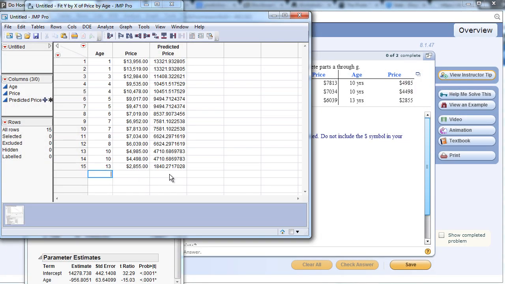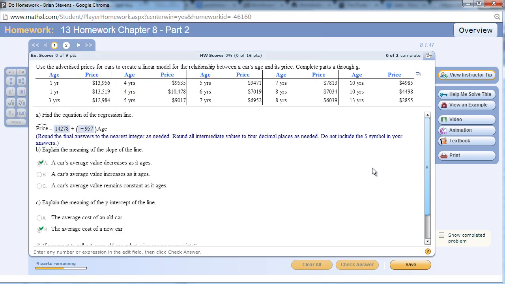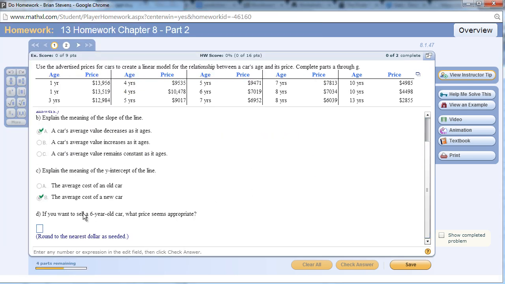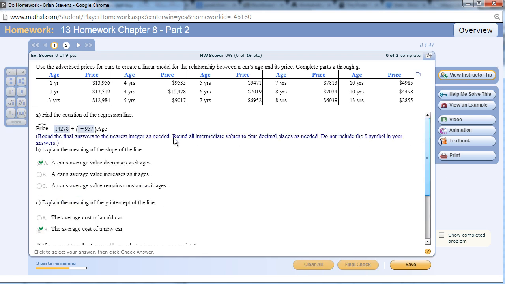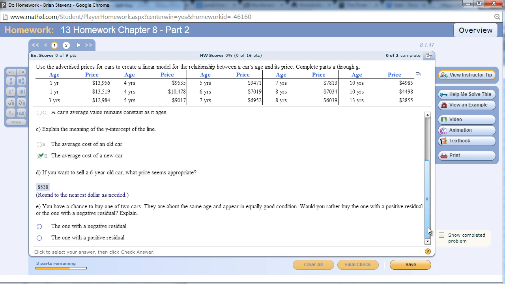If I didn't have a car with 6 years of age, I could simply type in 6, and it would tell me the predicted price. JMP will solve the equation for you, and we can take that number and put it into the problem. Once again, if you're studying for the test, it's probably a good idea to work these problems by hand. Just put 6 into your calculator when you're using that equation, put 6 in for age and solve the equation, and see if you get the same predicted price. If you do, you've done it properly.